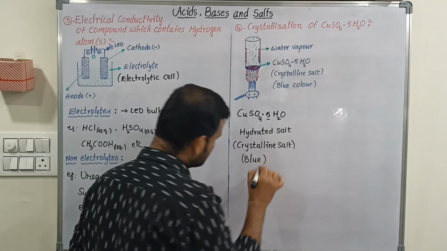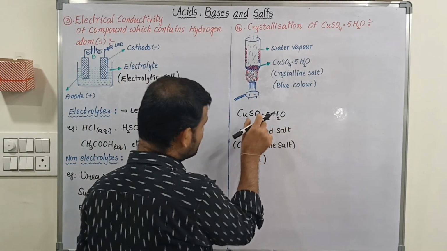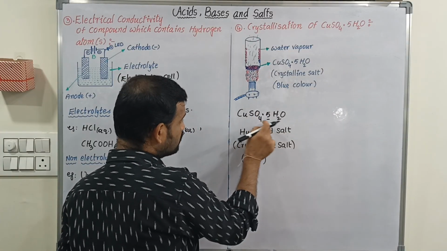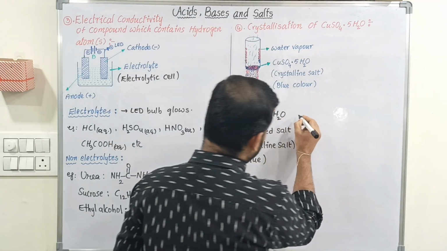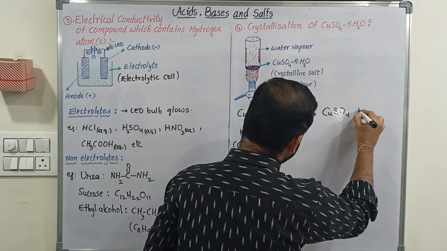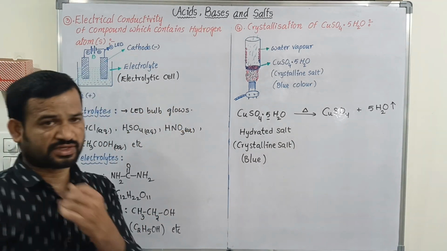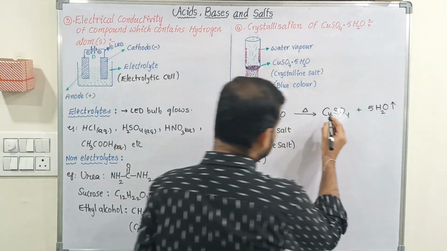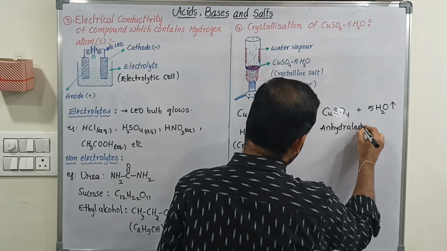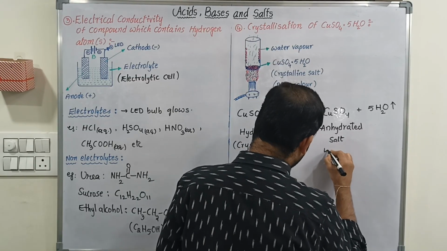Here we have taken this salt into the test tube. On heating, what will happen? It loses its 5 moles of water molecules and is converted into CuSO4 plus 5 moles of water molecules, which evaporate. So this copper sulfate is called anhydrous copper sulfate. This anhydrous salt is white in color.